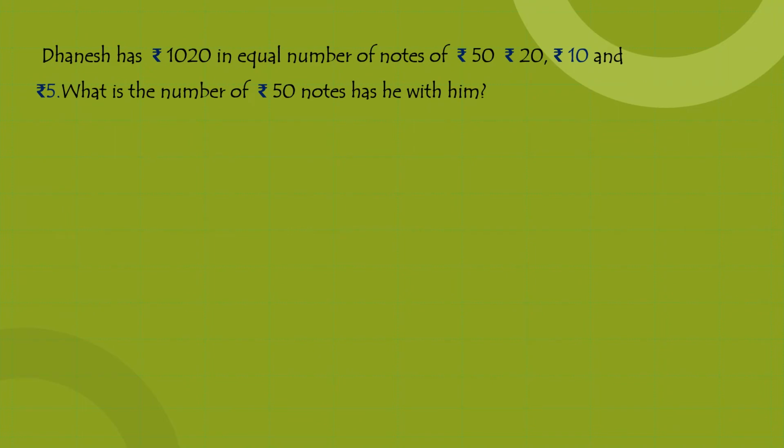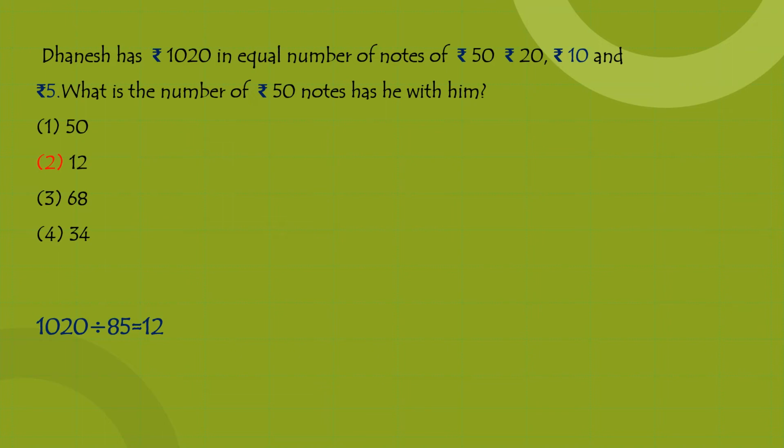Dhanesh has rupees 1020 in an equal number of notes of 50, 20, 10 and 5. What is the number of 50 notes that he has with him? 50, 12, 68 or 34. Now you will divide by the number of notes. You've already solved this type of sum earlier, so you can take help of it. Dhanesh has 1020, and if you add the values of the notes, that is 50 plus 20 plus 10 plus 5, it will be 85. Okay, so if I divide this, you will get the answer as 12.